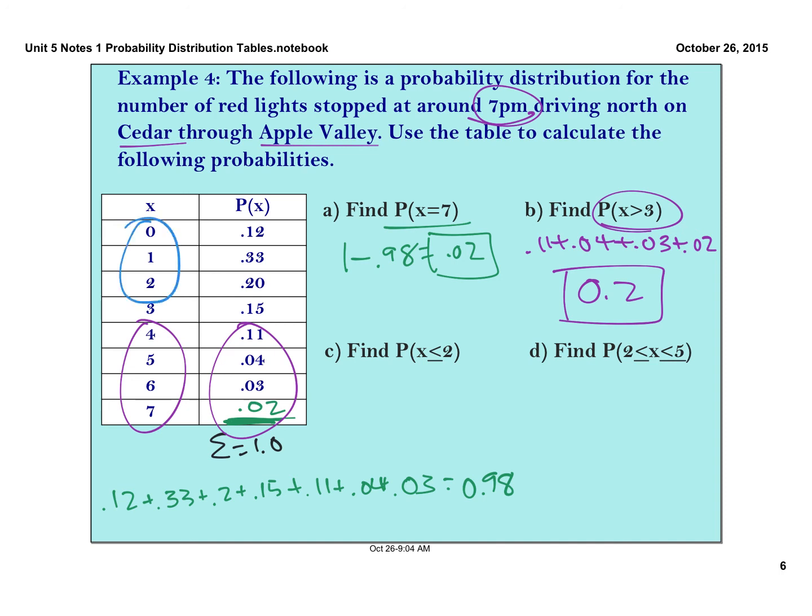Less than or equal to 2 means 2 is inclusive. So I include the 2. I want 0, 1, and 2 there. 0.12 plus 0.33 plus 0.20. I'm trying to do this in my head, 45, 55, 65.